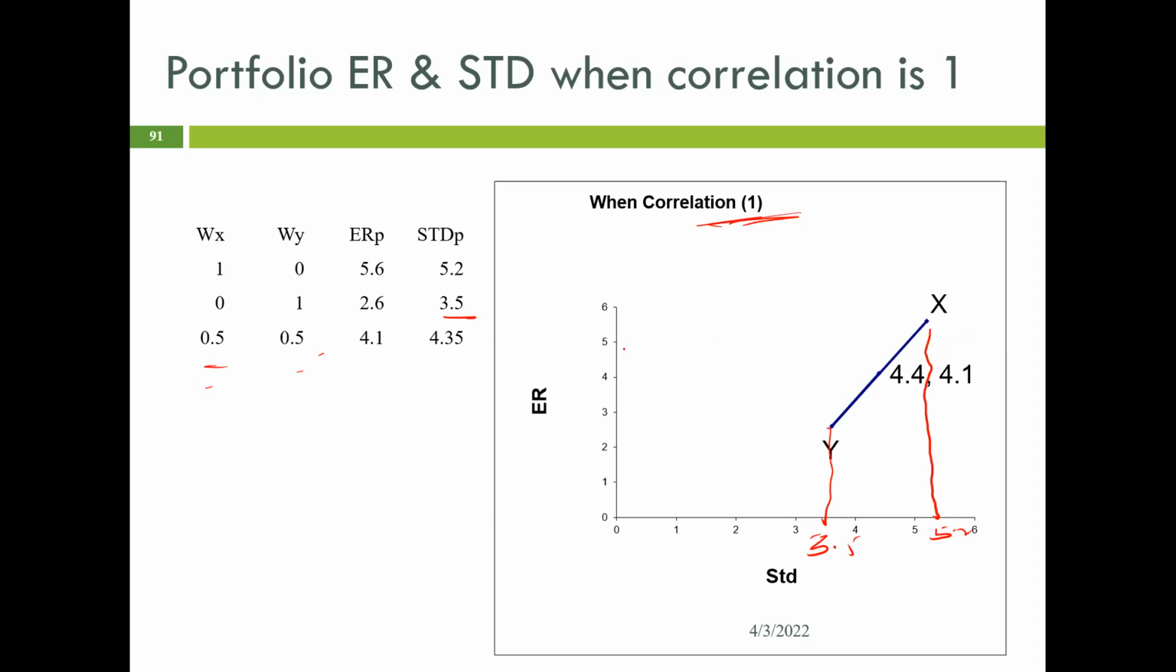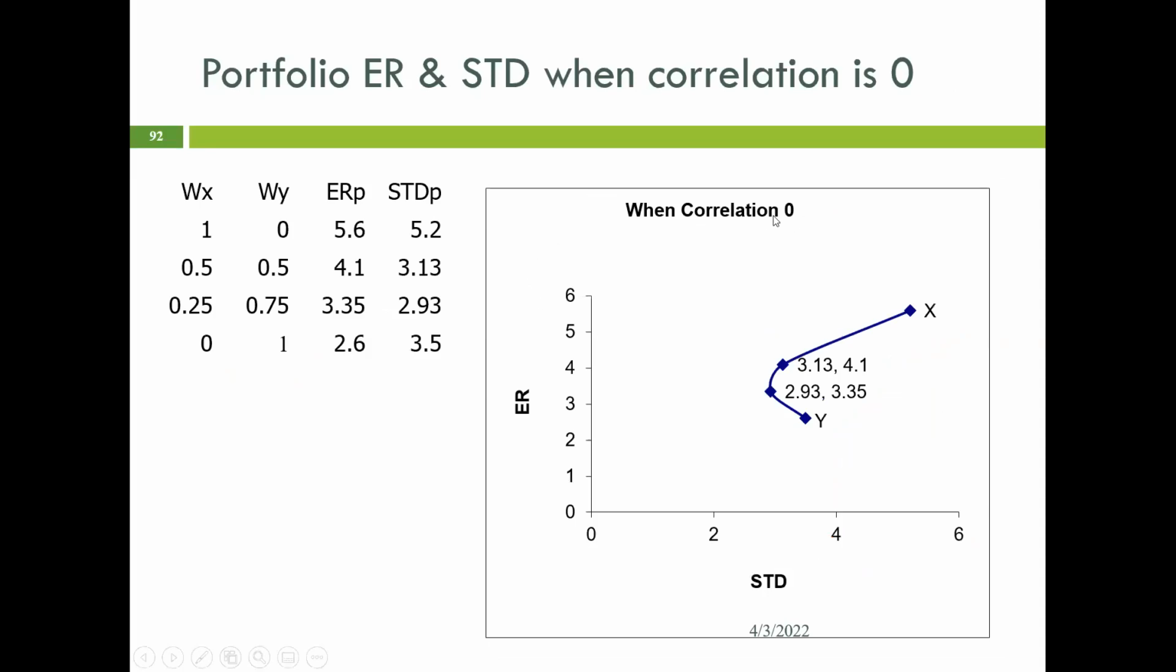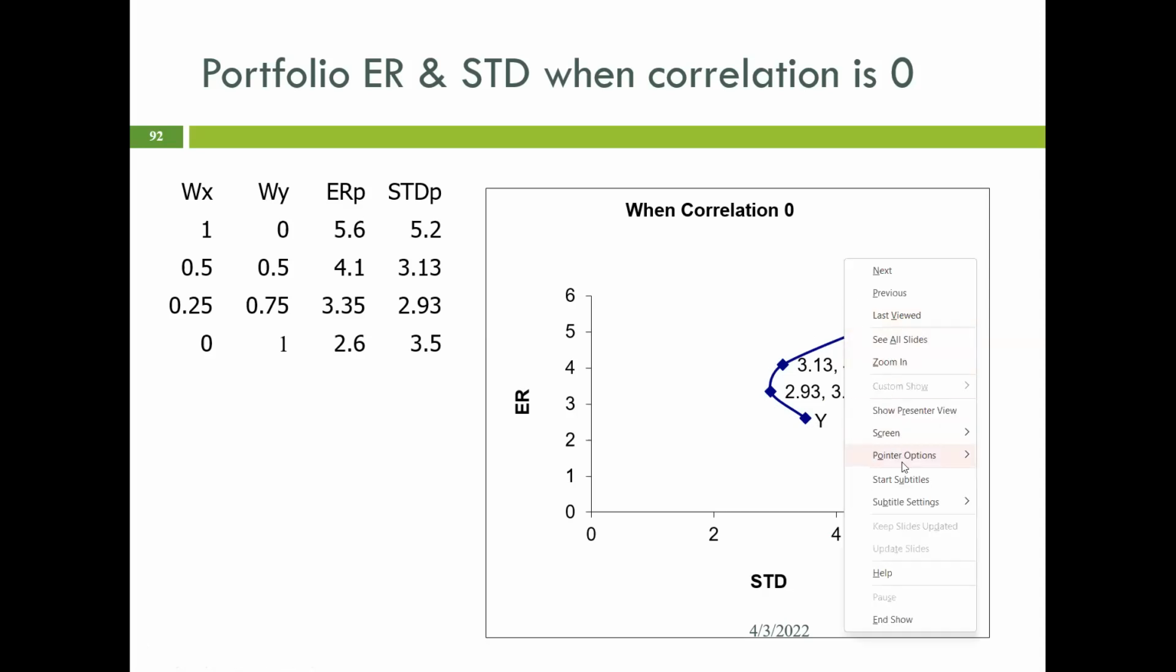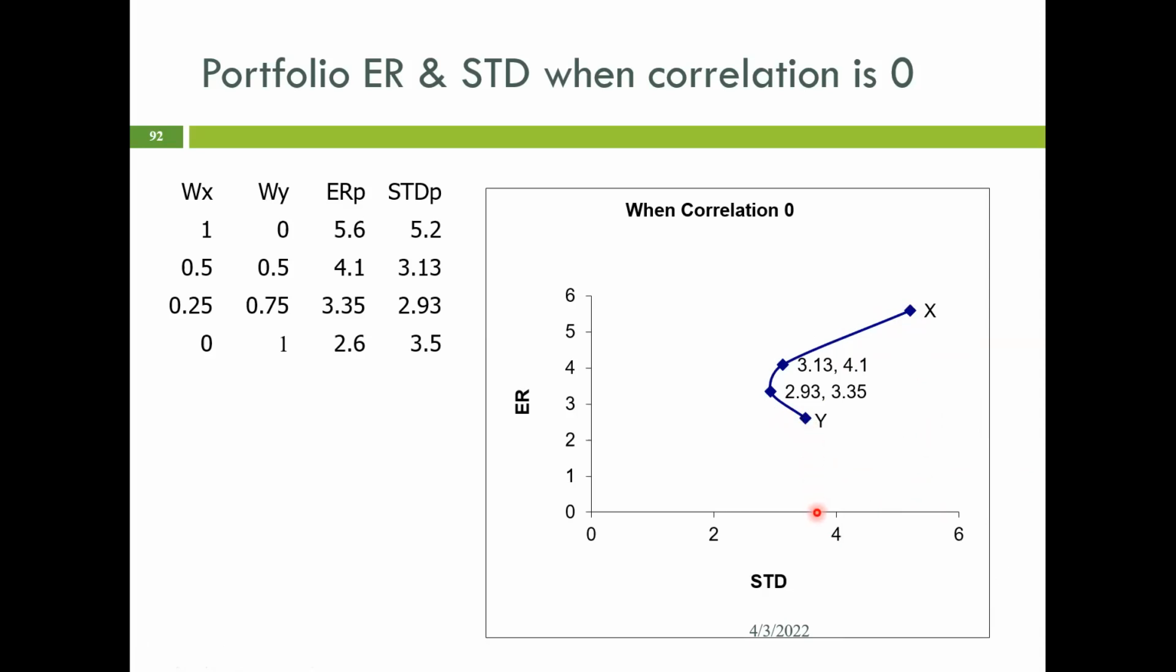In Excel, you can draw this. And also when the correlation coefficient is 0, this is the path. You can see this is the X stock's standard deviation. This is the Y standard deviation.